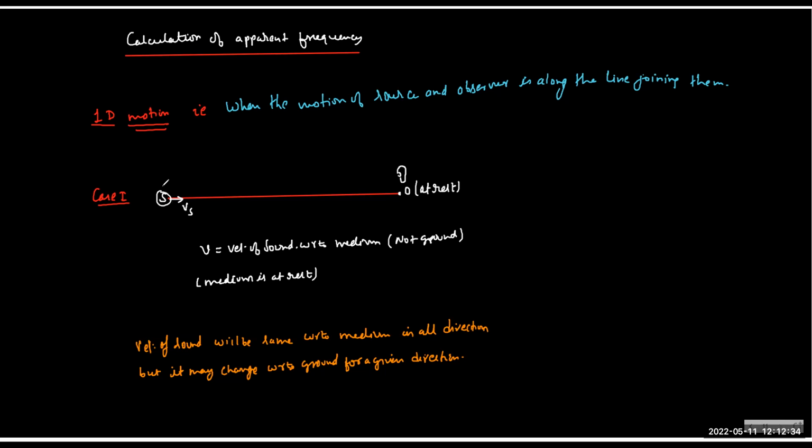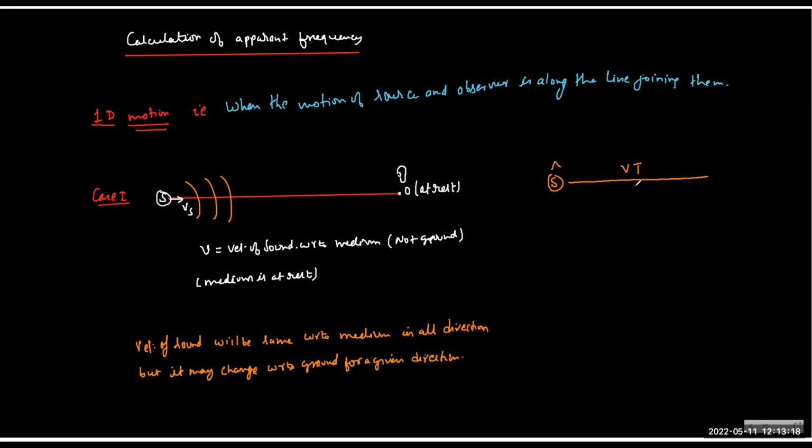So generally, the source will emit waves in all directions, but we'll consider only the wave which is moving towards the observer. Now here the source is moving. So let's say the source emits the first wave, and the wave travels some distance. Okay. So tell me, in time t, how much will the wave travel? The velocity of sound in the medium is constant, so it will travel v into t.